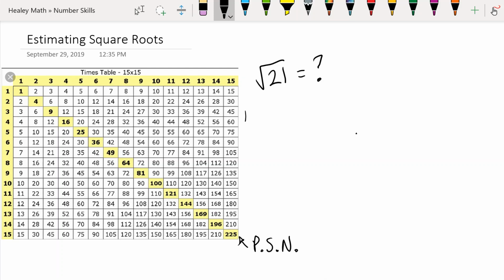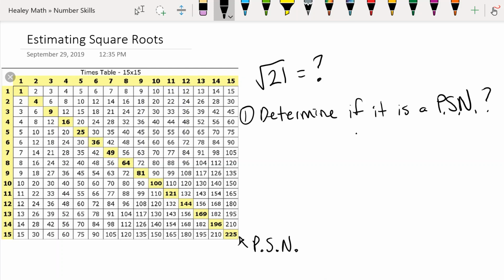Our first step is we need to determine whether or not this number is a perfect square number. By looking at the chart, you'll notice that there is no single number multiplied by itself that gives you 21.